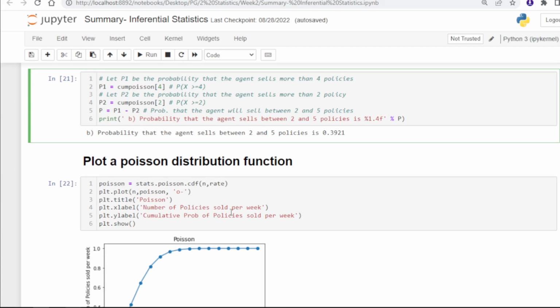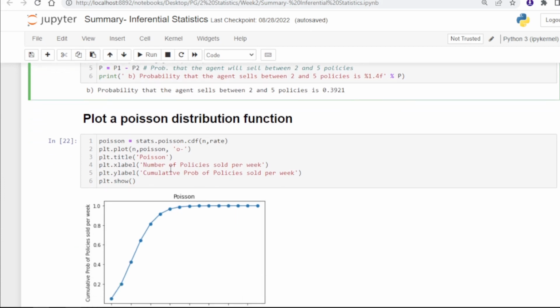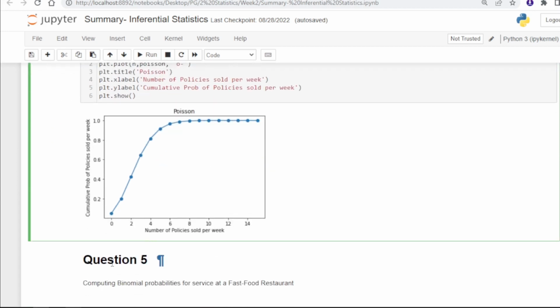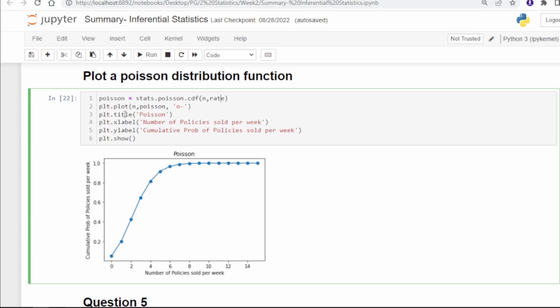0.39. Now plot a Poisson distribution function. Again, to plot that we will call the CDF from the Poisson, passing the n and rate, and here it will return the probability distribution function of this Poisson variable.